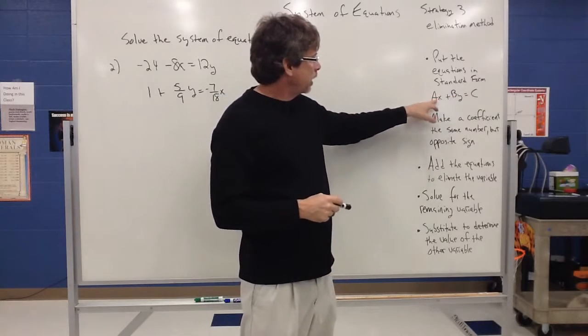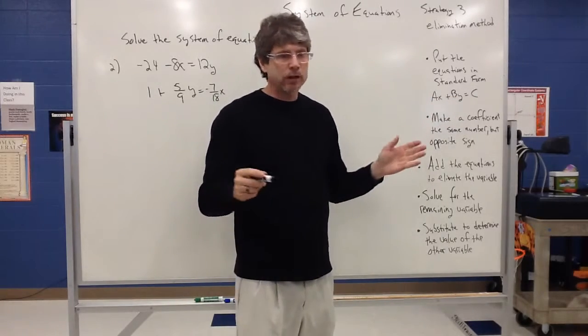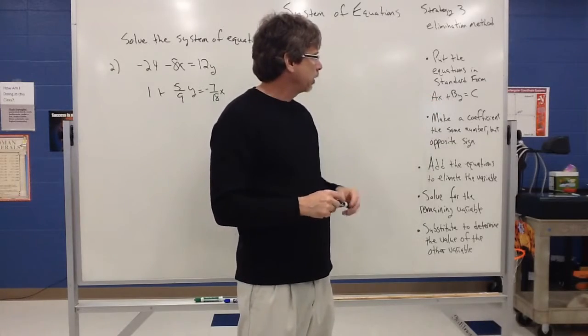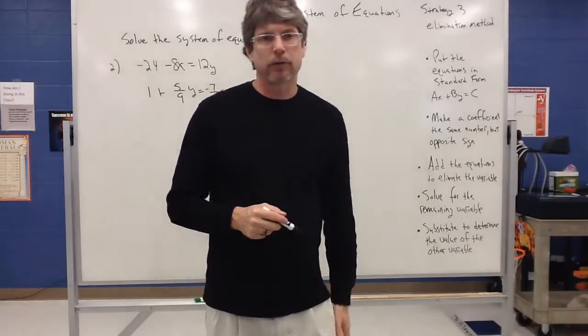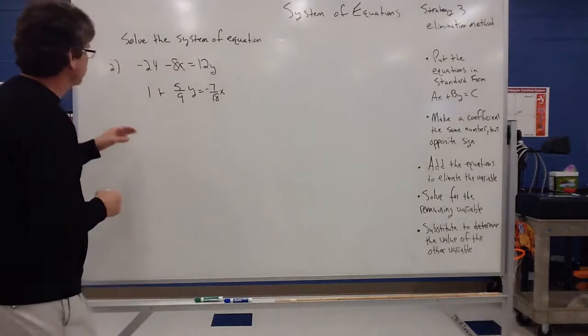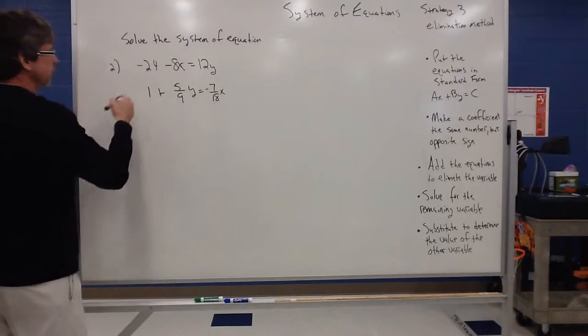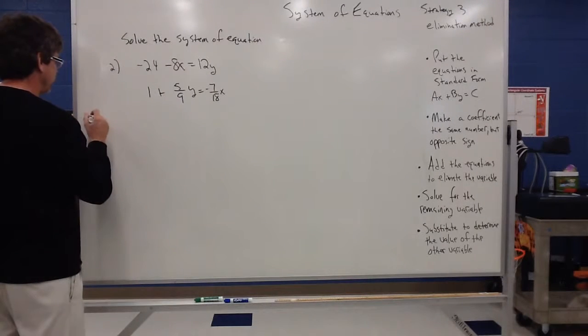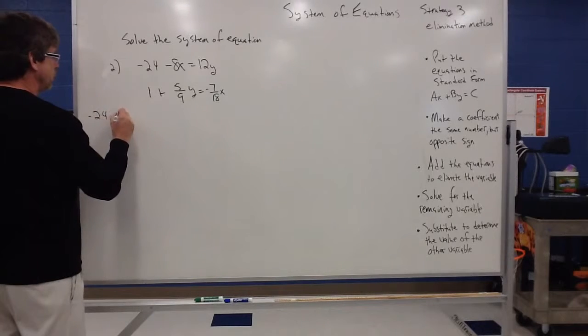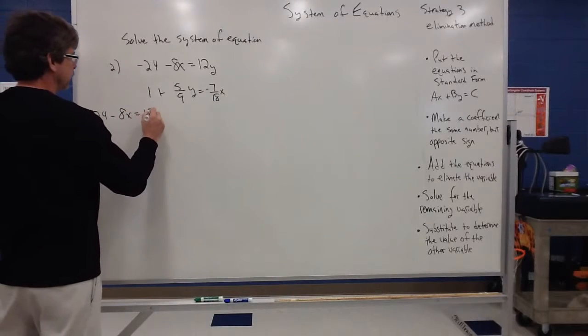We prefer the a, b, and c to not be fractions. We also prefer the coefficient of x to be positive. So if we look at these problems right now, let's start with the first one. It's not in standard form, so I'm going to rewrite that. So I have negative 24 minus 8x equals 12y.